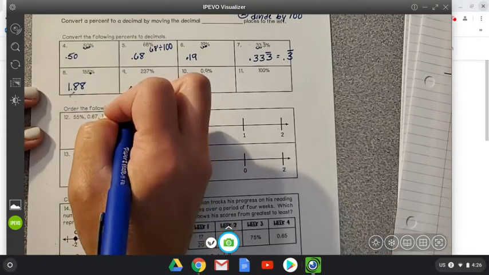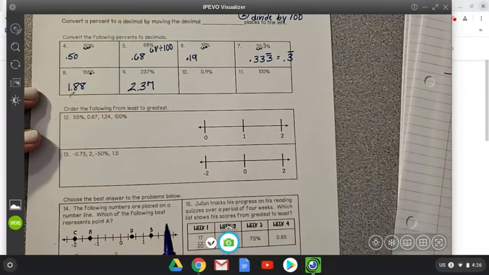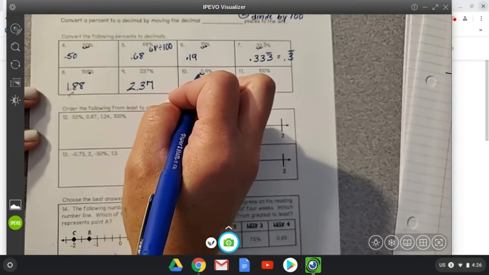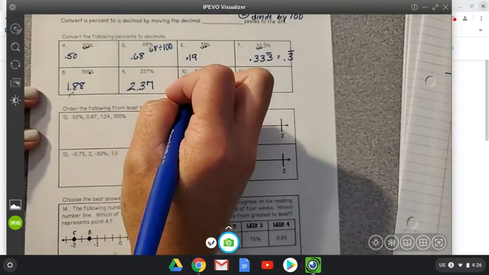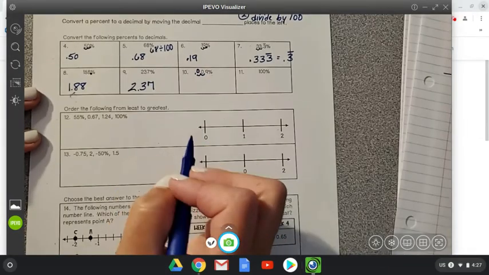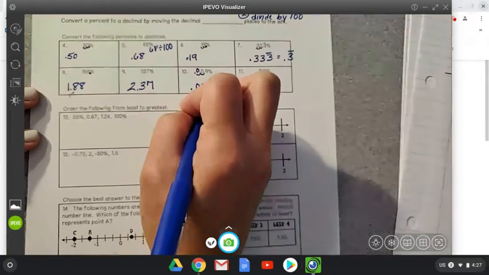For this one, you should get 2.37. For number 10, it may have confused you a little bit. If you take this decimal point and move it 2 places, you have an open spot. You have to just add a 0 there. Okay, so if there's nothing there, you have to put a 0 there. So this should be 0.009.